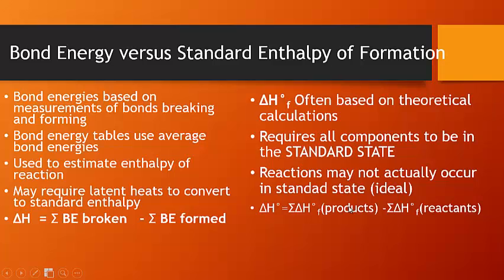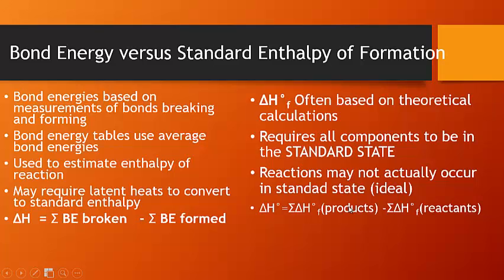Because it's an average, it means that we're only estimating the enthalpy of reaction. And sometimes we need to include latent heat to convert to standard enthalpy so that we compare with the standard enthalpy of reactions. It's calculated by the bond energy broken and formed, and for your heat of formation, it's the products minus the reactants. You can see that here we've got products minus reactants, but here we've actually got broken and formed. Same sort of thing. Formed is really your product, reactant is really your broken. But because bond energies are always positive, we've put it in this form. Really, it's exactly the same equation.